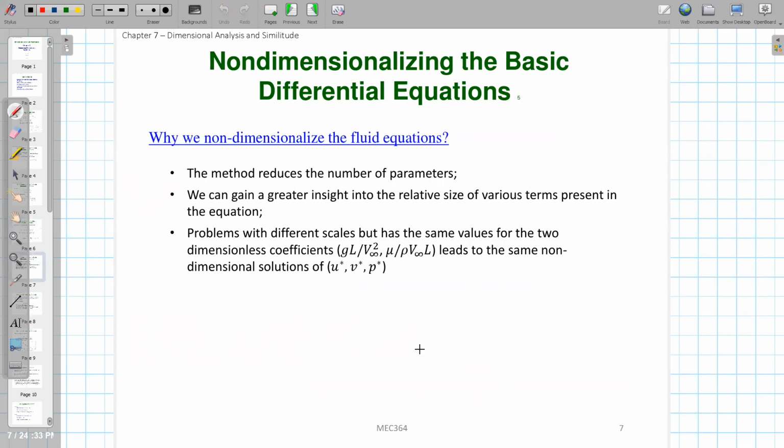In other words, from non-dimensionalization, we can see that problems with different scales but the same dimensionless parameters will lead to the same non-dimensional solutions. From these non-dimensional solutions, we can easily scale back to get the dimensional results. This is the advantage of non-dimensionalizing the fluid equations. Do you have any questions so far? Any questions?